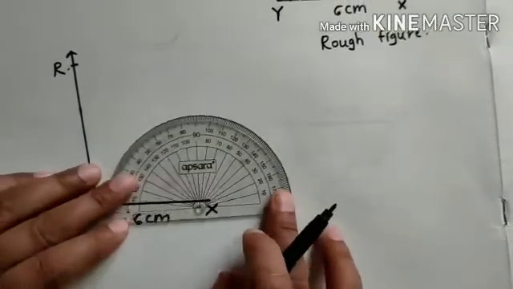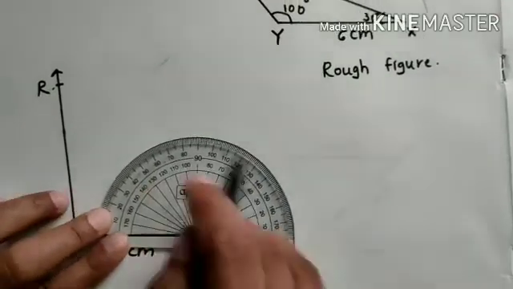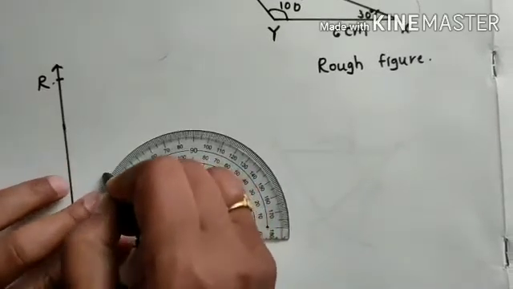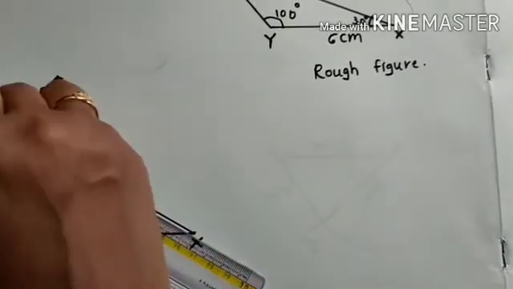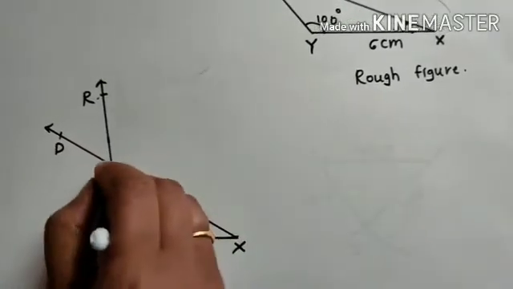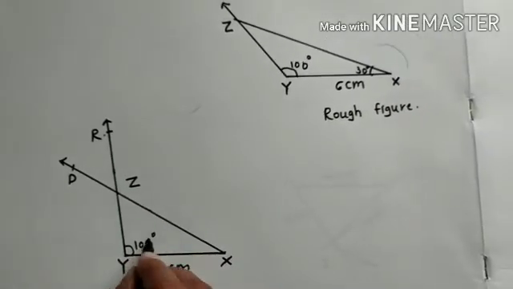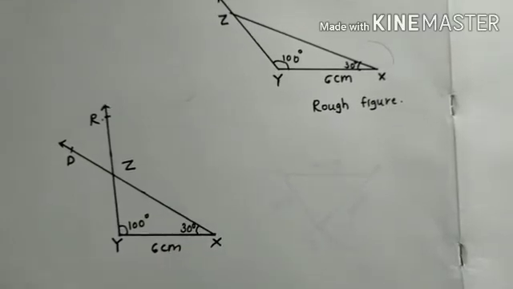On the same side of segment YX as point R, draw ray XD so that measure angle YXD equal to 30 degrees. Name the point of intersection of rays as Z. Triangle XYZ is the required triangle.